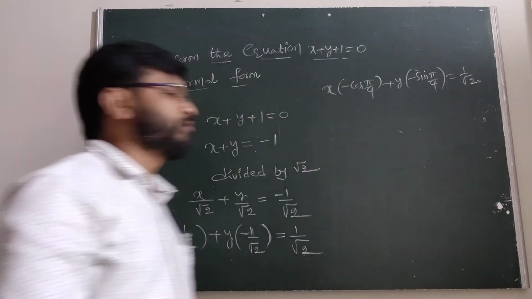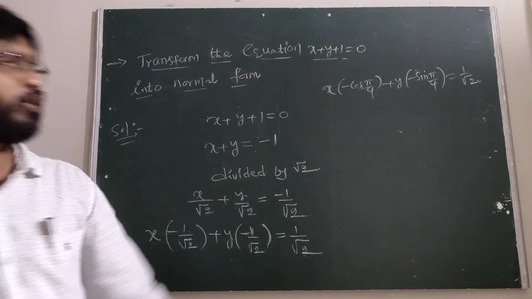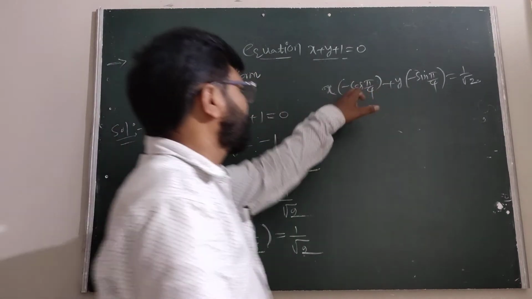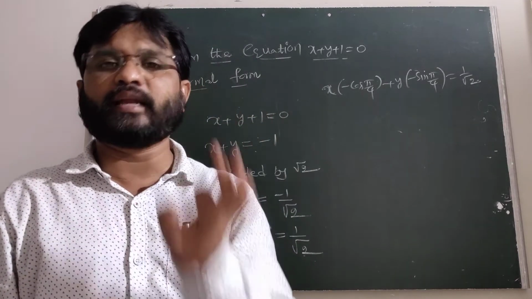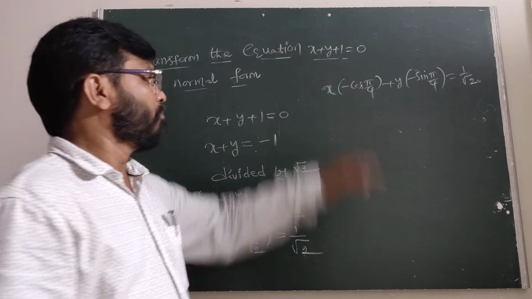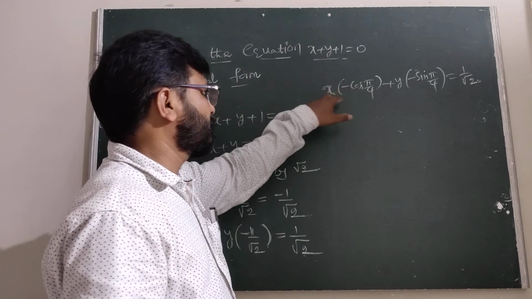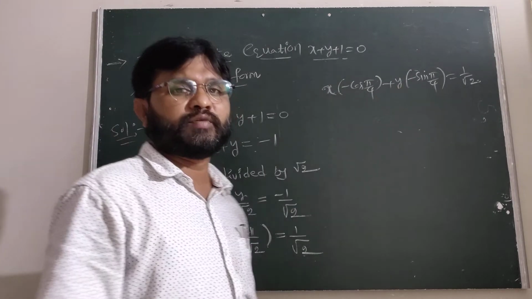Now we observe here both are negative. Suppose both are positive, no problem. Then we can compare directly with x cos alpha plus y sin alpha equal to p. But that is not the case here. There is minus x cos alpha, and the minus sin alpha is there.